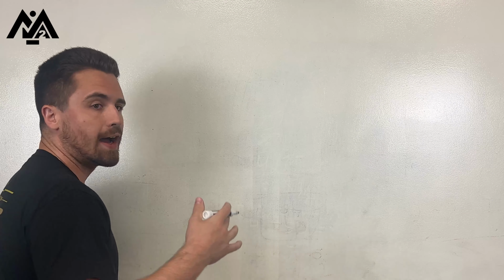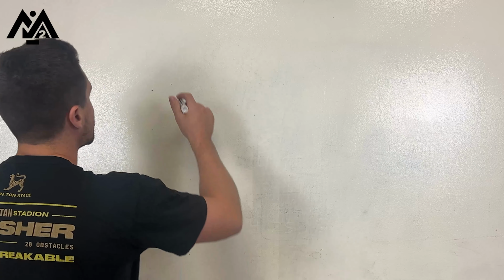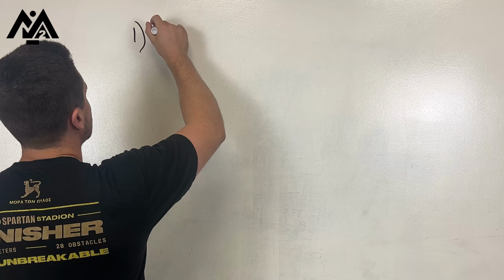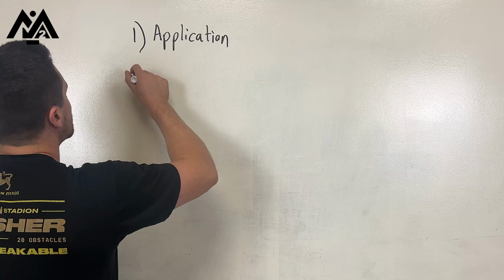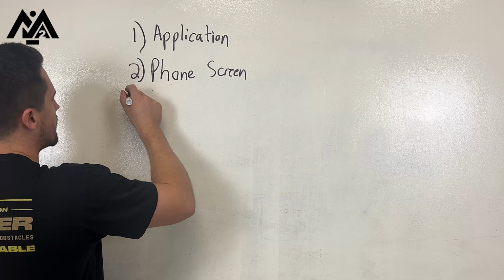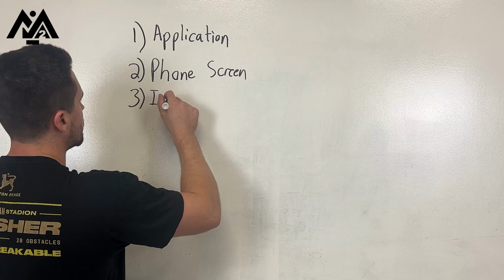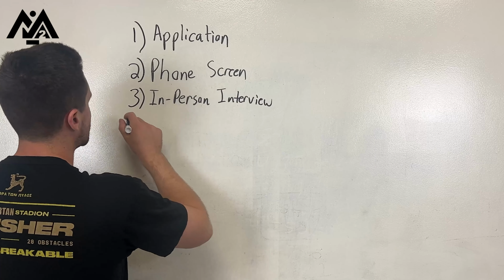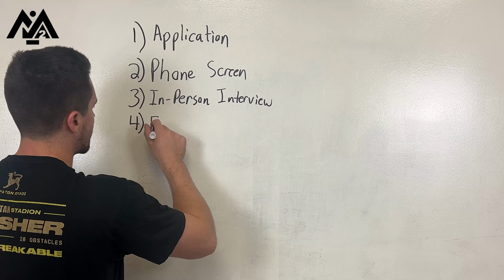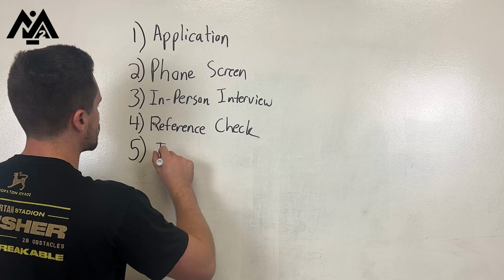Today I want to make a video on our hiring process and how I would create a hiring process depending on what stage of business that you're in. We use a 5-stage hiring process. Stage 1 is the application. Stage 2, phone screen. Stage 3 is the in-person interview. Stage 4 is a reference check. And stage 5 is a trial day.